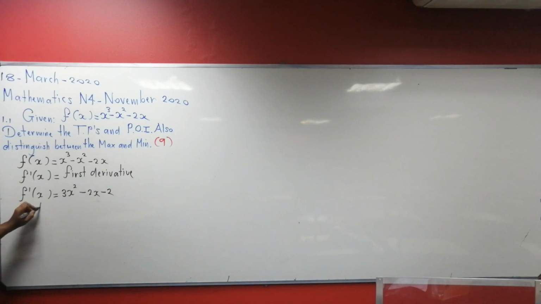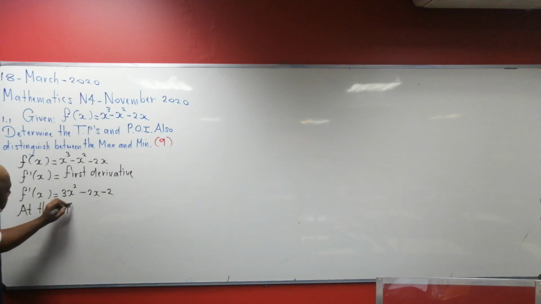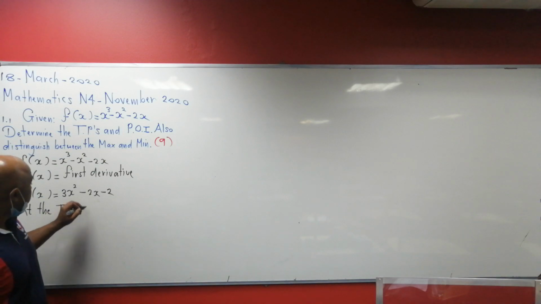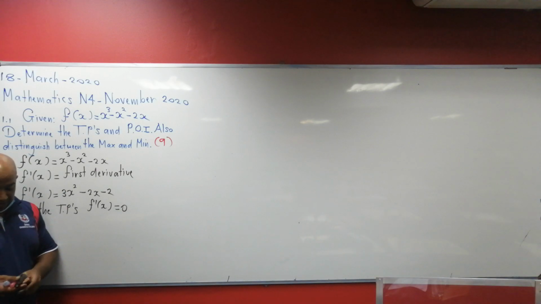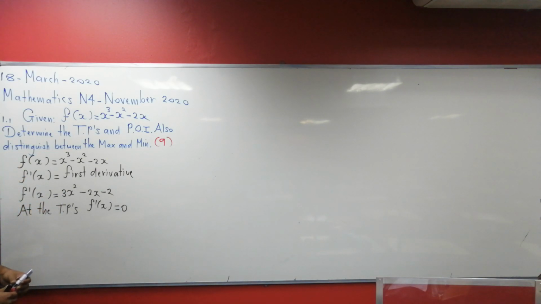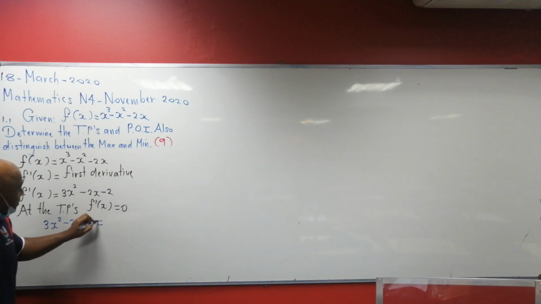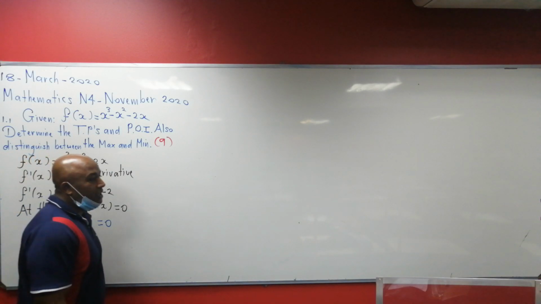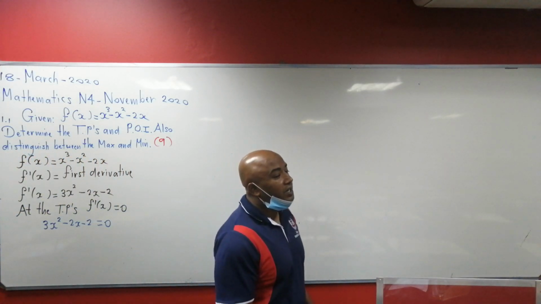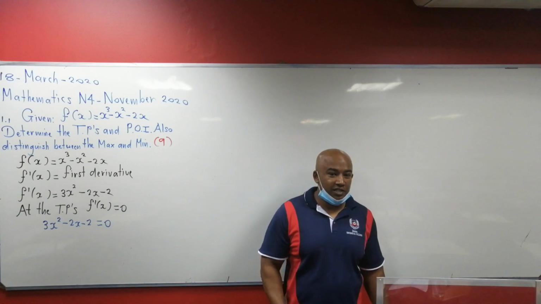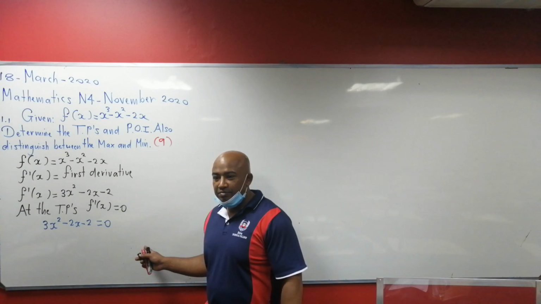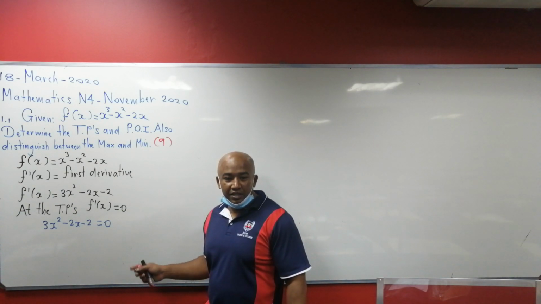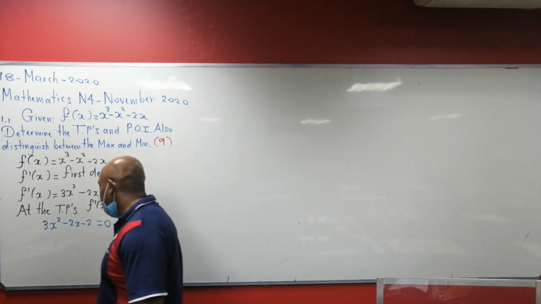So at the turning points, f prime x, the first derivative, is equal to 0. So what do we do? We take this equation and we make it equal to 0. So 3x squared minus 2x minus 2 equals 0. We try and factorize, or if we cannot factorize, we can use the quadratic formula or completing the square. Can this be factorized? Cannot be factorized, so we use the quadratic formula.